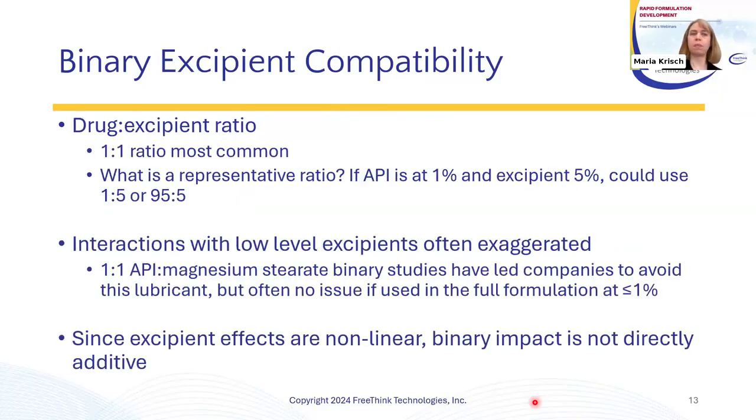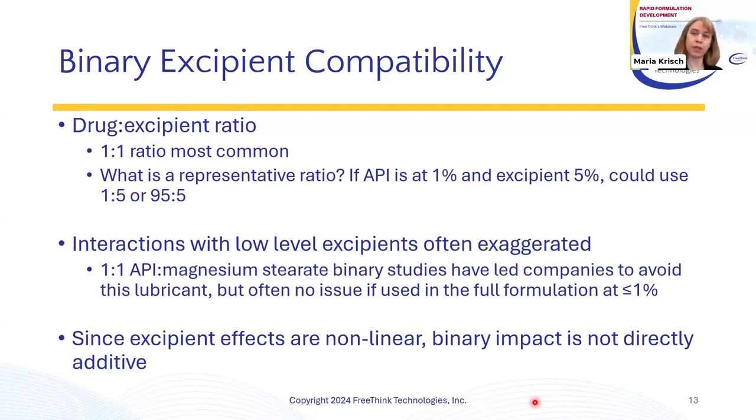So how does one go about designing one of these studies? Well, one of the first things that you need to choose is what ratio you are going to make these binary mixtures, right? So we're dealing with the drug-excipient ratio, and you have to choose something. A 1-to-1 ratio is actually the most common ratio that's used for these, right? So that means 50% drug load. It's simple. You can pick it for everything.